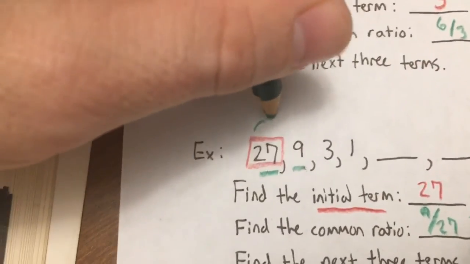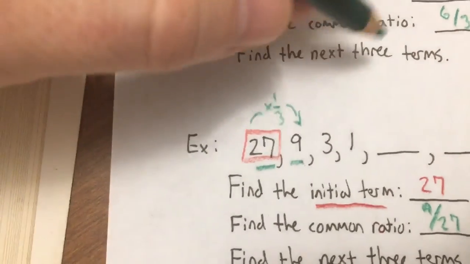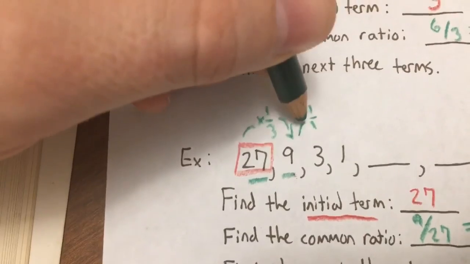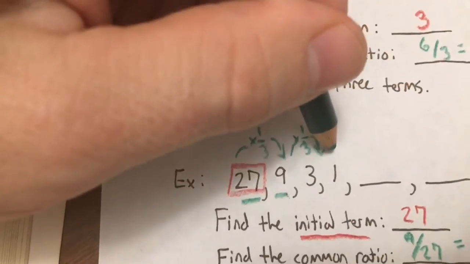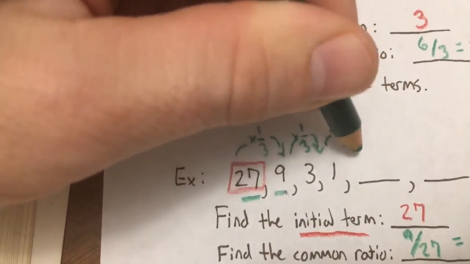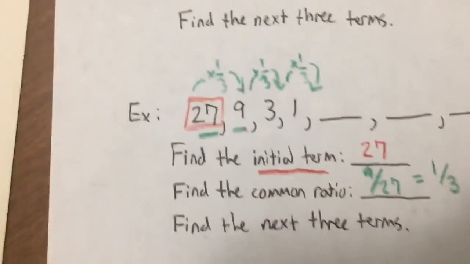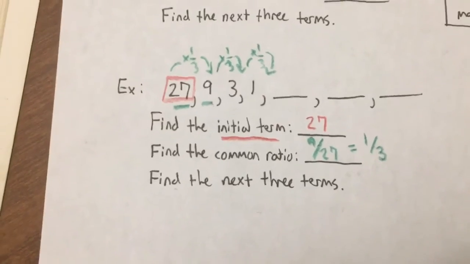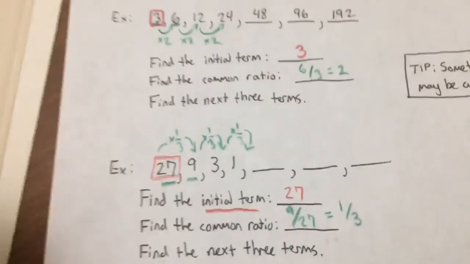If we were to multiply by 1/3 continuously, 27 times 1/3 is 27/3, which is the same thing as 9. Then 9 times 1/3 is 9/3, which gives us 3. And then 3 times 1/3 gives us 3/3, which is 1. So if we continue that pattern, let's do that to find the next 3 terms. 1 times 1/3, well, that's easy. 1 times any number is just that number itself. So 1 times 1/3 would give us 1/3.